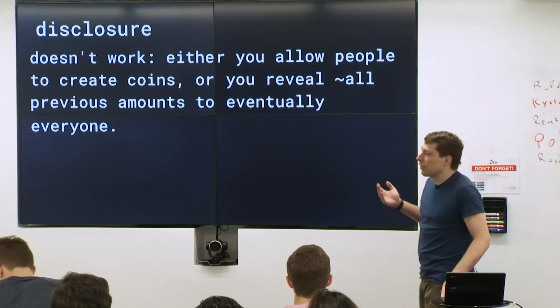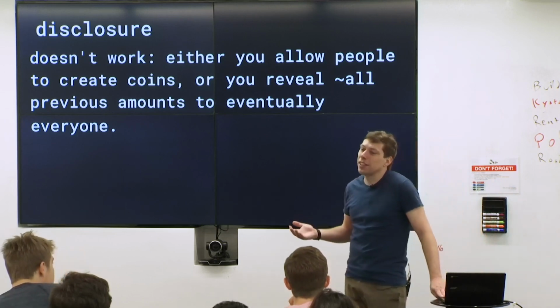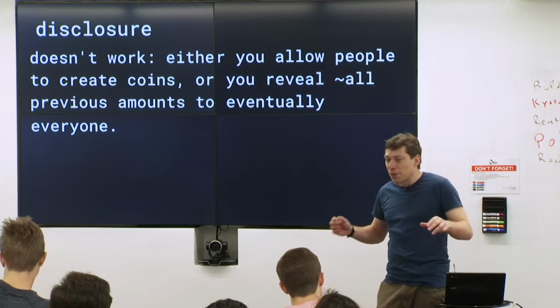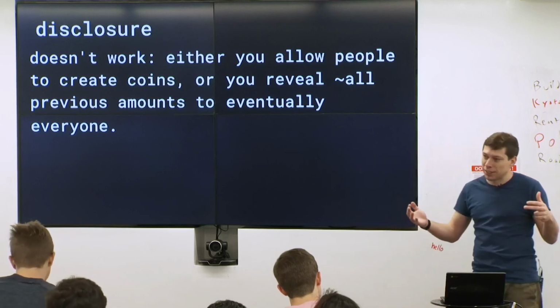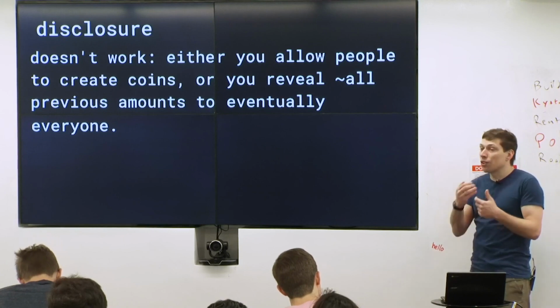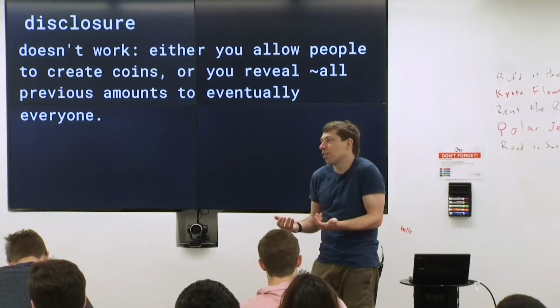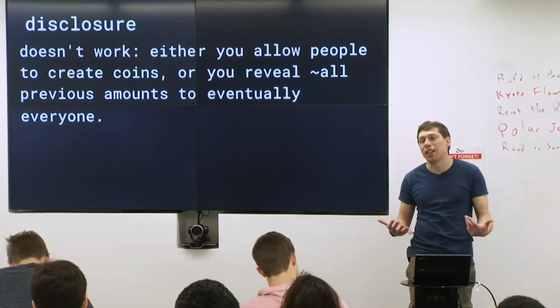Either you allow people to create coins, or you basically are revealing close to all previous amounts, eventually to everyone, right? Because as that transaction graph gets bigger and bigger, I'm going to have thousands and thousands of ancestor transactions that I'm going to have to require proof for. I'm going to require all those decryption keys to make sure nothing like this happened. And then eventually, all the people receiving money will be able to see everything. Or not quite everything, but a lot.